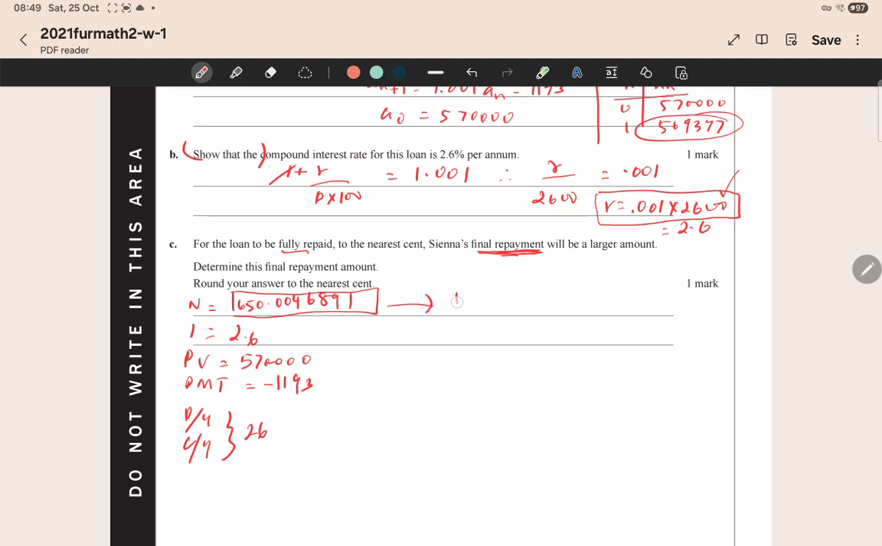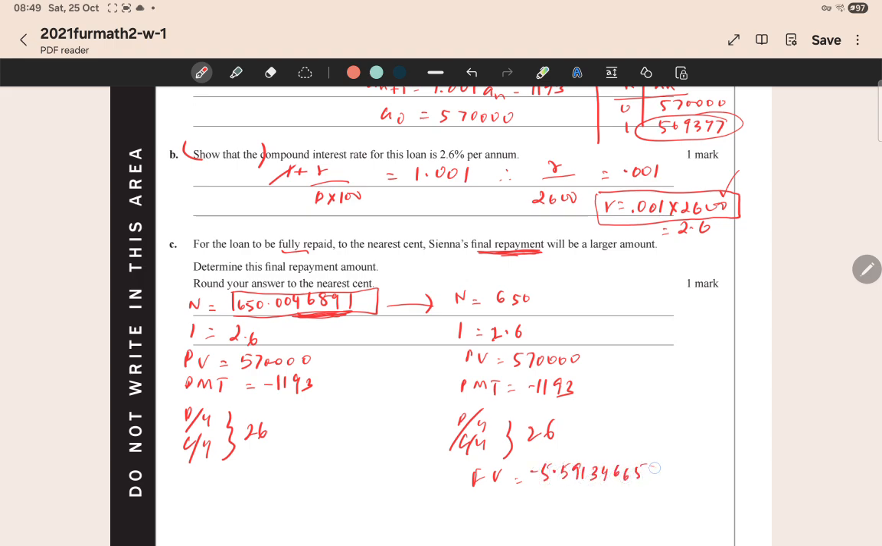Because the final repayment should be a larger amount, if we replace n with 650 instead of all these decimal places, we can find out what the future value is, which can then be adjusted. PMT is minus 1193, PPY is 26. When we do that, we find that the future value works out to be minus 5.591346653. So there is still this little balance that needs to be adjusted.